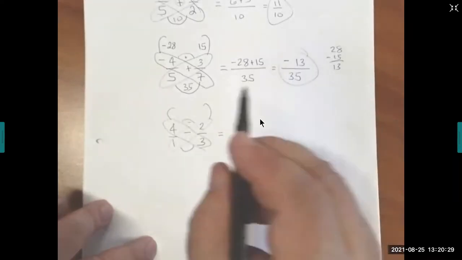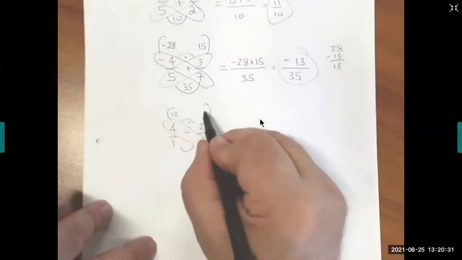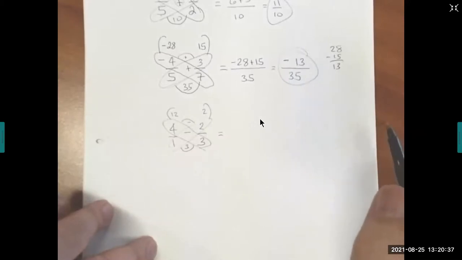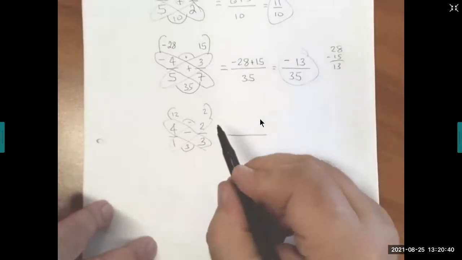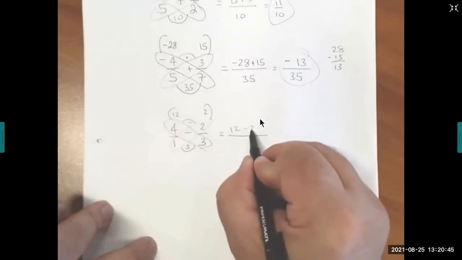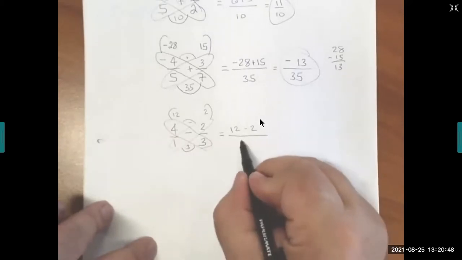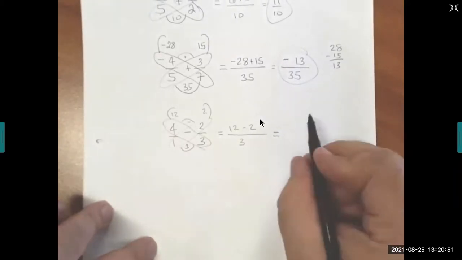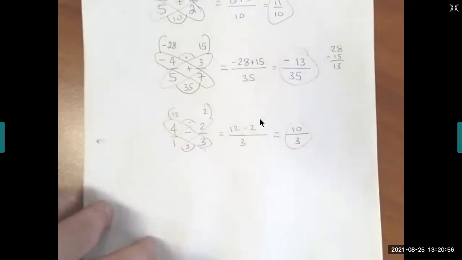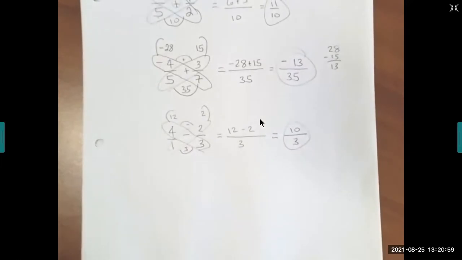So 4 times 3 is 12. 1 times 2 is 2. 12 minus 2. On the bottom, 1 times 3. And then later on, we'll talk about converting that to a mixed number. But if you get this far, I'm happy. So that's adding and subtracting fractions.